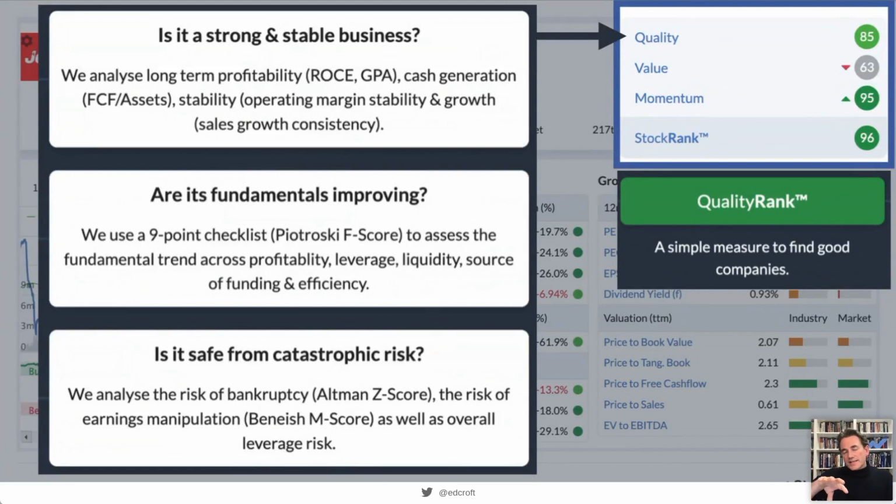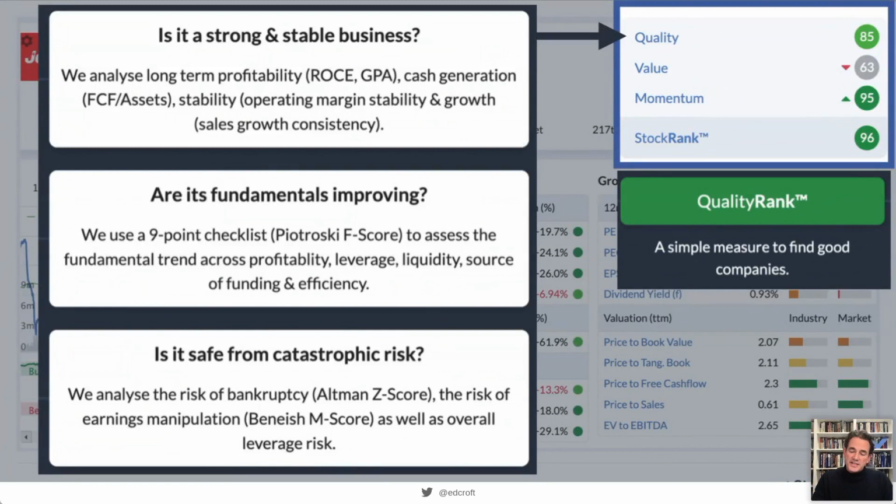We also have a fairly high weighting to the F score, which I'll go into more detail in a minute. But that assesses the trend in the fundamentals from one year to the last, and which has been shown as quite a predictive measure of where the fundamentals are heading. So there is a fundamental momentum measure in the quality rank, which is a key insight.